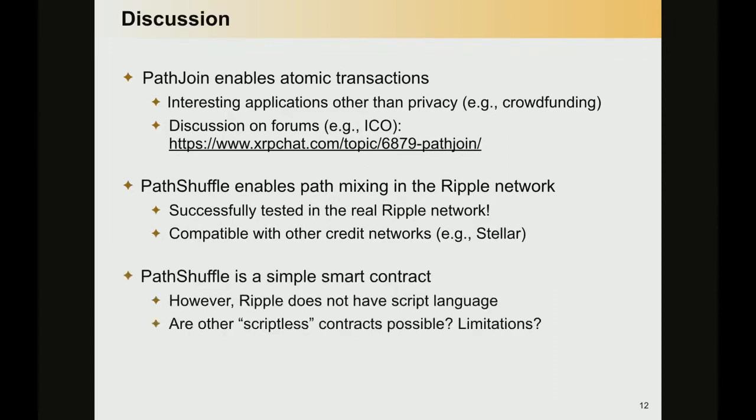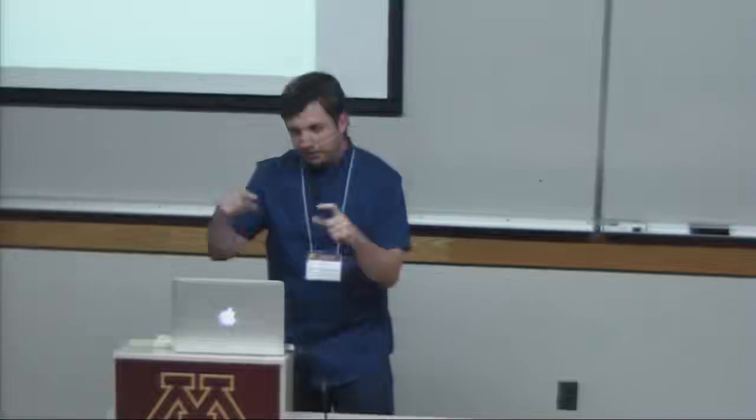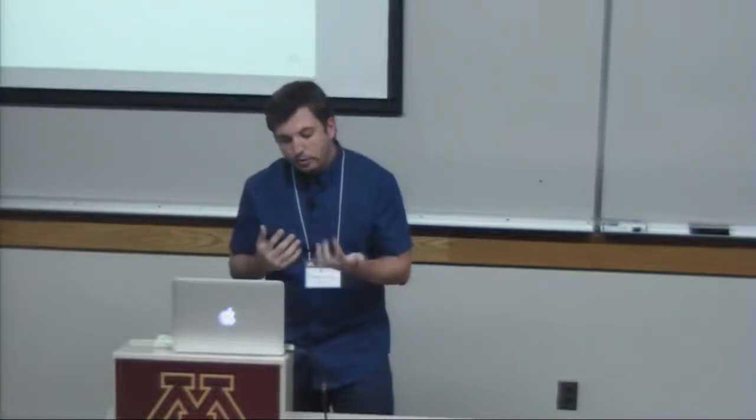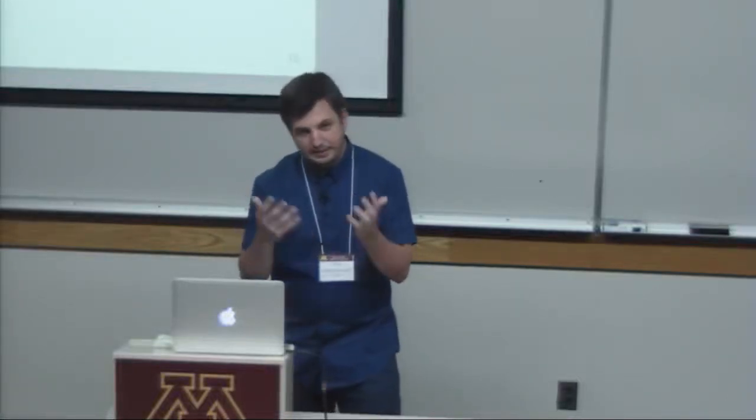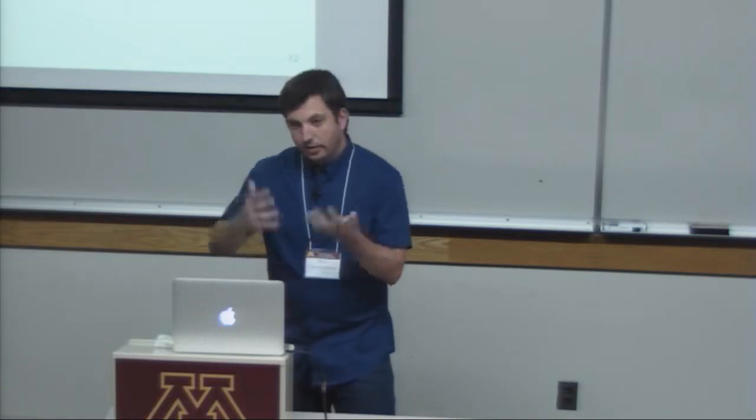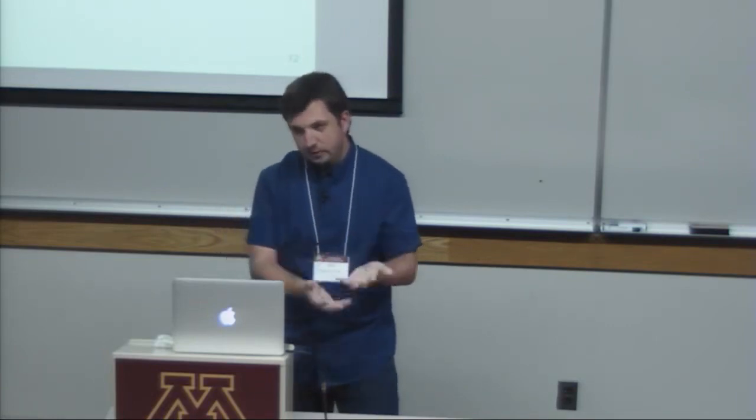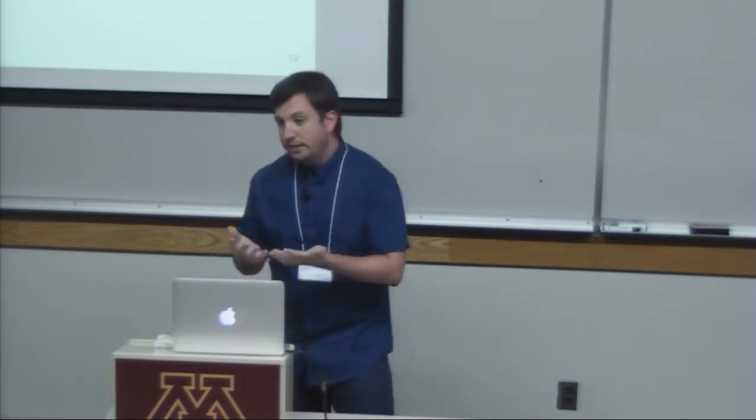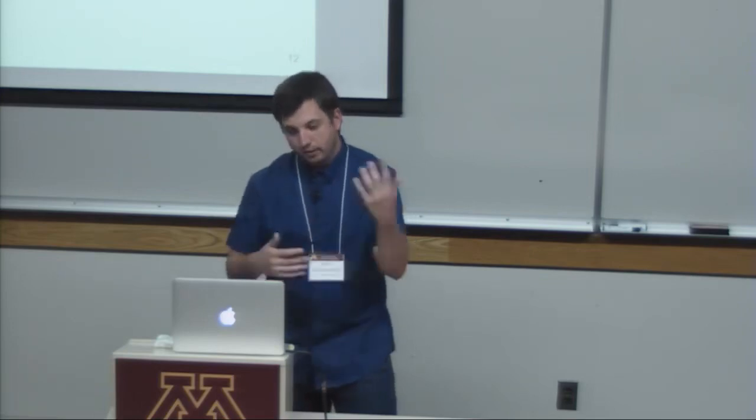And finally, the last point I wanted to make is that we consider PathShuffle like a small but still a smart contract. And for that, we didn't need any script language. The only thing that we needed is a distributed key signature, and we needed a special structure of the network. So we are wondering if it's possible to perform other scriptless contracts or other possible smart contracts without a script language in Ripple. And if not, what are the inner limitations that we have in order to have more smart contracts.